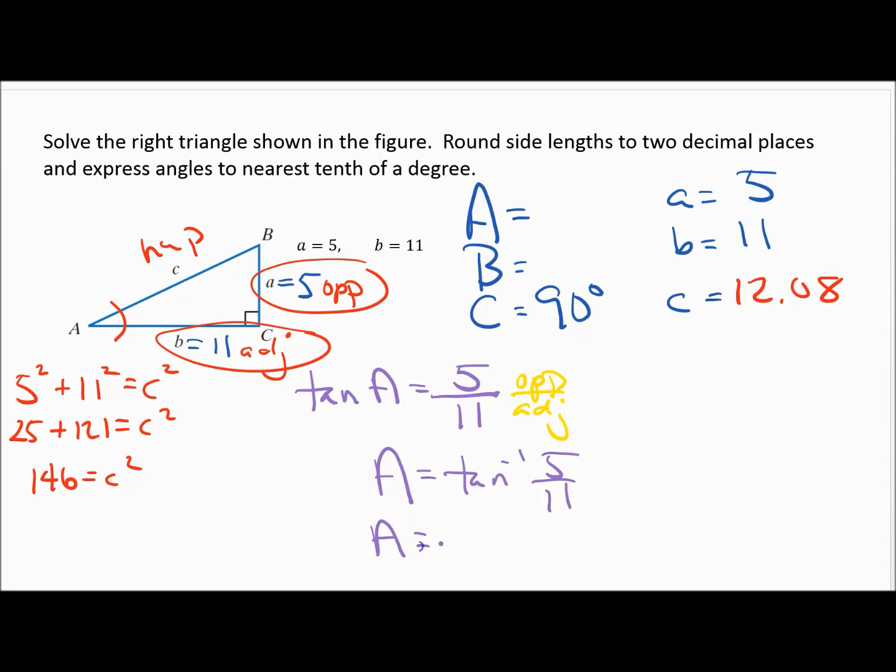So I'm going to type in my calculator the inverse tangent of 5 over 11 in degree mode. Never go to your calculator in trig without thinking about what mode you're in before you type in anything. So inverse tangent of 5 divided by 11 gives me 24.44395. Remember, this is degrees, and our degrees are supposed to go to the tenths place. So 24.4 degrees.